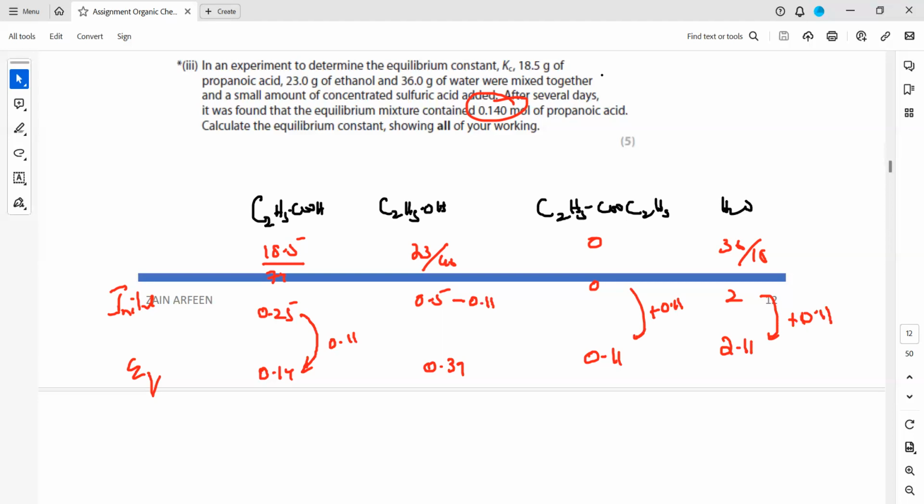And at equilibrium, to get the moles of reactant at equilibrium, we subtract, and to get the moles of product at equilibrium, we add. And we just substitute in the equation and we'll get the value for Kc.